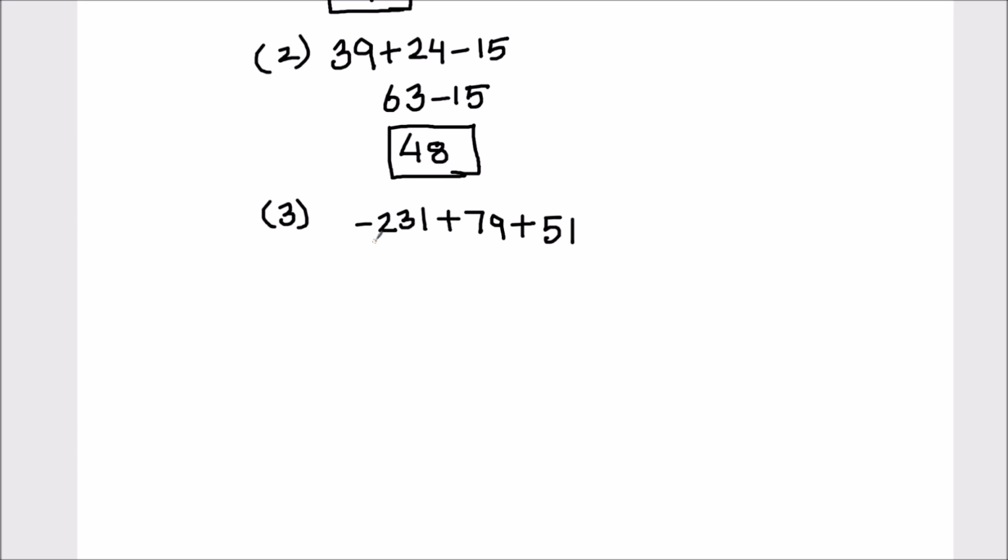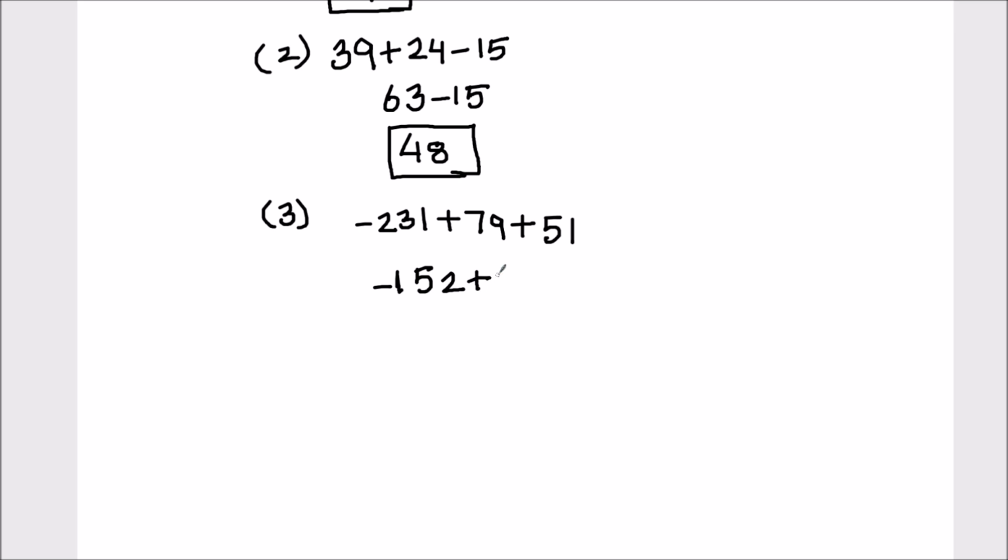So the third example, we have negative 231 plus 79. One is a positive number and the other one is a negative number. So we'll subtract 79 from 231. So 231 minus 79 is 152. And out of the two numbers, 231 is bigger than 79. The sign will be negative, so negative 152.